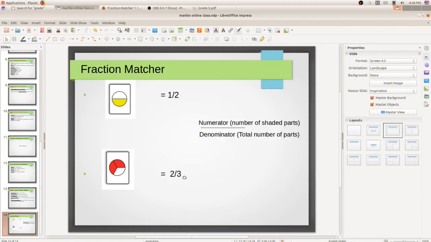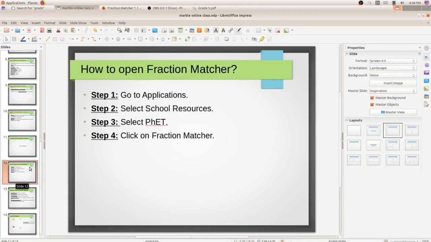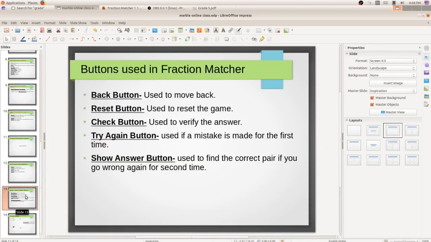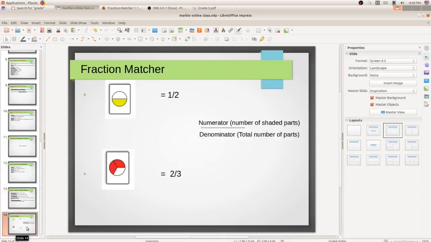So hope all are clear about the chapter. This is a very small chapter, only this much we have to study: how to open the fraction matcher, the buttons used in fraction matcher, and how to play the fraction matcher game.